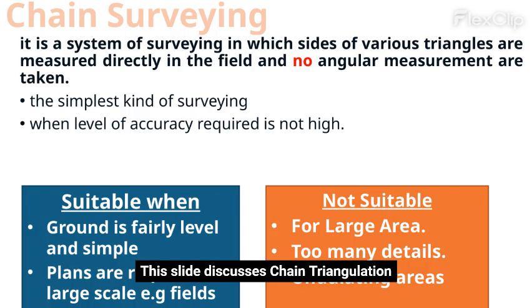This slide discusses chain triangulation or chain surveying, explaining it as a surveying system where triangle sides are measured directly in the field without angular measurements. It is the simplest kind of surveying, suitable when high accuracy isn't required, the ground is fairly level and simple, plans are needed on a large scale, and the area is small. It's not suitable for large areas, areas with too many details, or undulating areas.